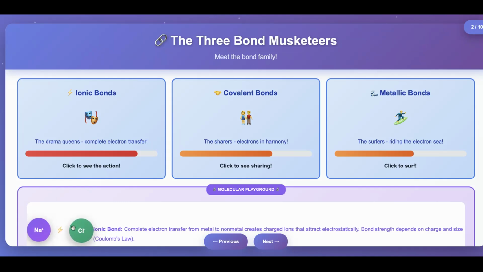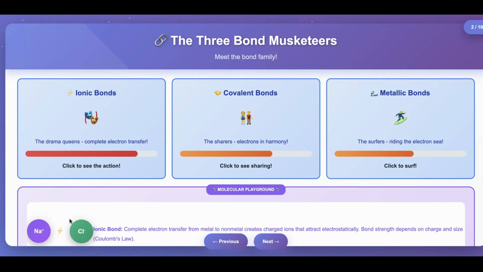So the bond strength depends on the charge. If it is +1, it's a weak charge. If it is +2, it's stronger. If it's +3, it's stronger. And the stronger the charge is, the more the attraction between them. And that's what we call the lattice energy. The lattice energy is stronger.